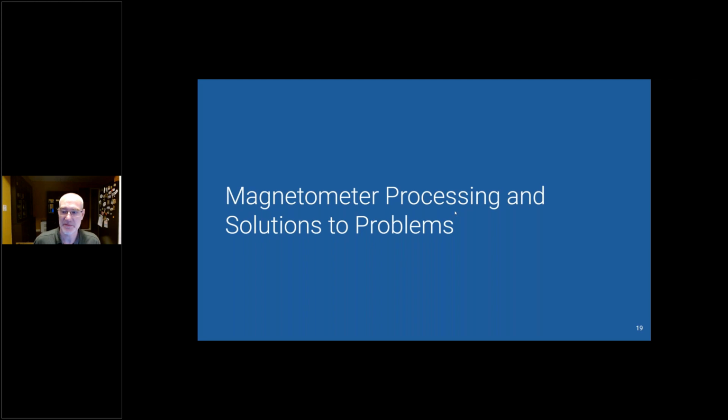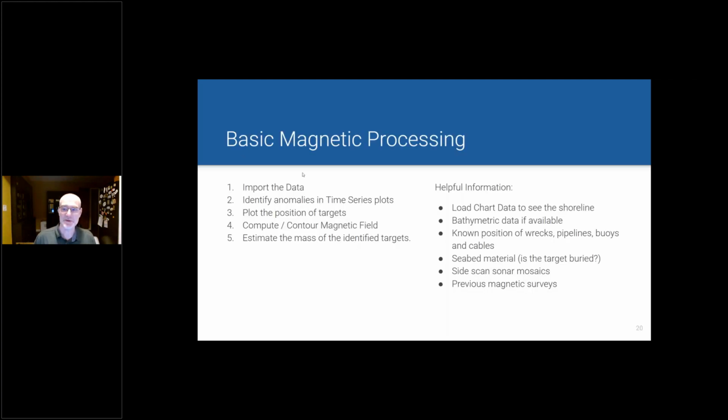So let's talk about some magnetometer processing issues and solutions to problems that you might see in SonarWiz. The basic magnetometer processing workflow is you import the data into SonarWiz, you identify anomalies in time series plots, and plot the position of the targets. You may want to compute the total magnetic field, or an analytic surface. These steps 1 through 4 are really covered in that first video that I pointed out today. I'm not going to go into these in great detail here today. I will show you how to estimate the mass of targets that you find.